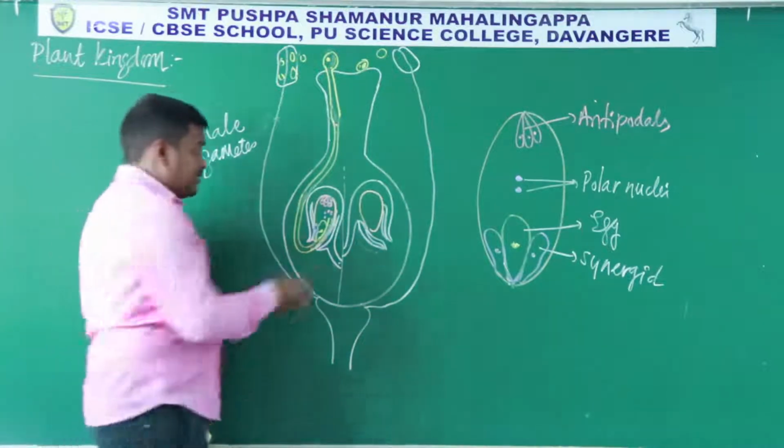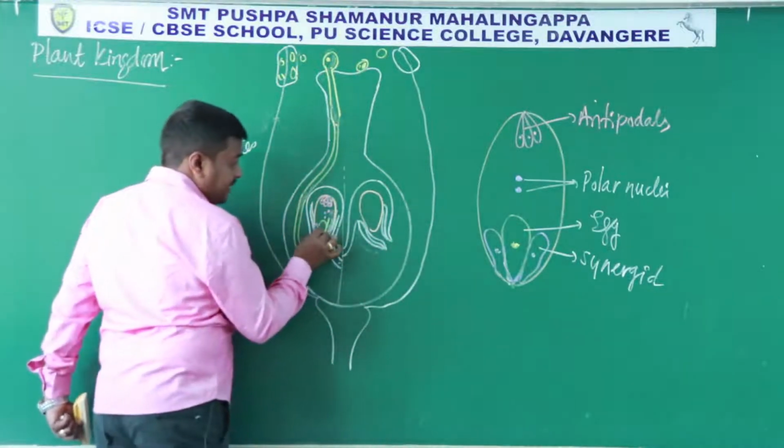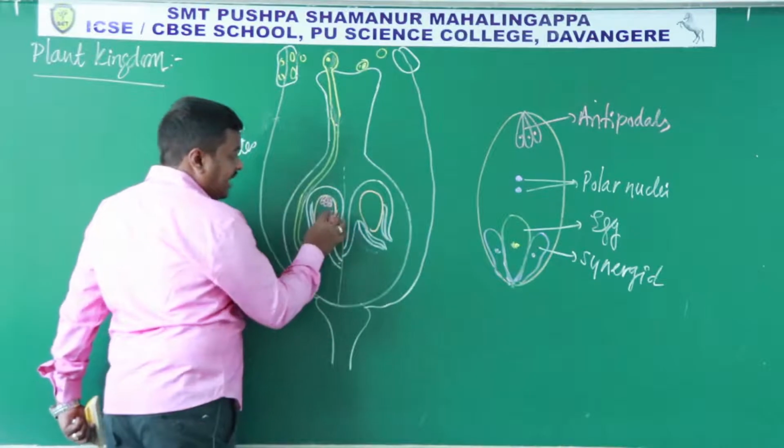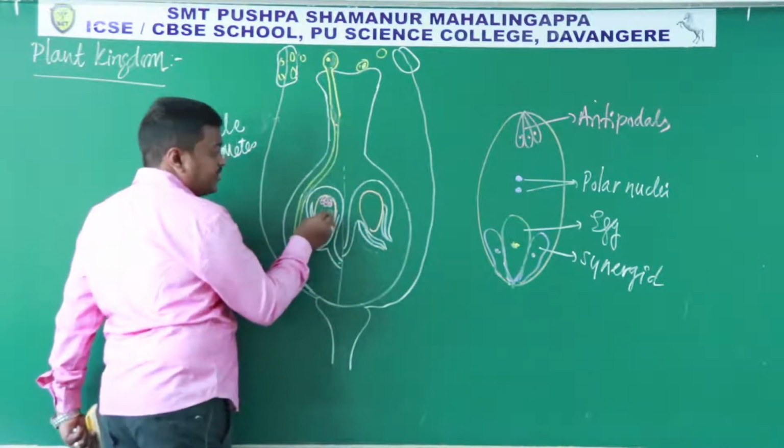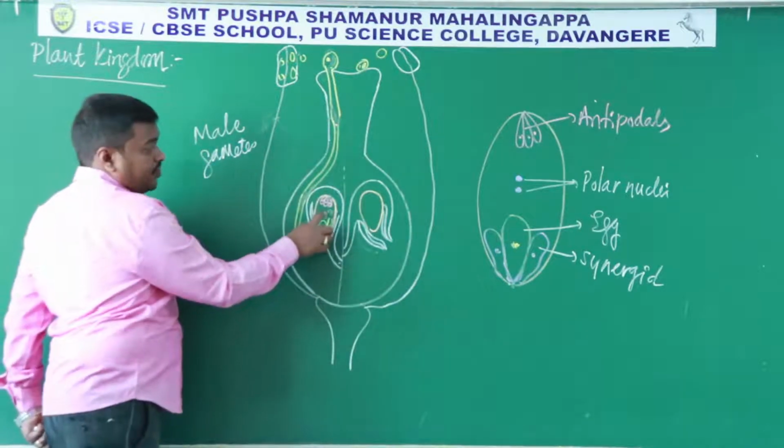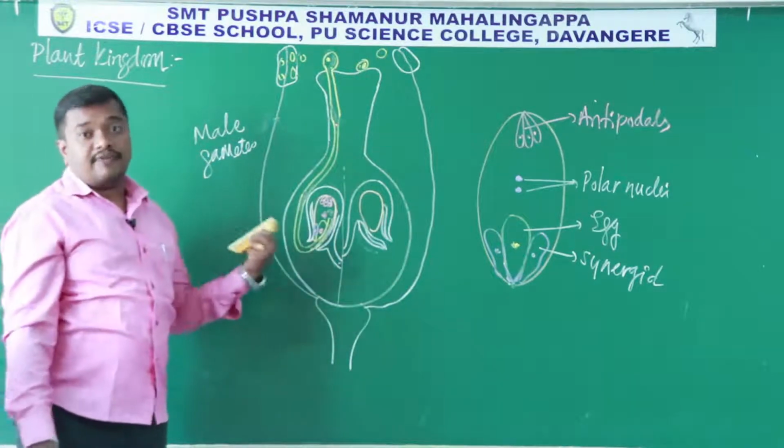Among the 2 male gametes, one of the male gametes fuses with the egg, called syngamy. Another male gamete fuses with the polar nuclei, called triple fusion. Syngamy and triple fusion together are called double fertilization.